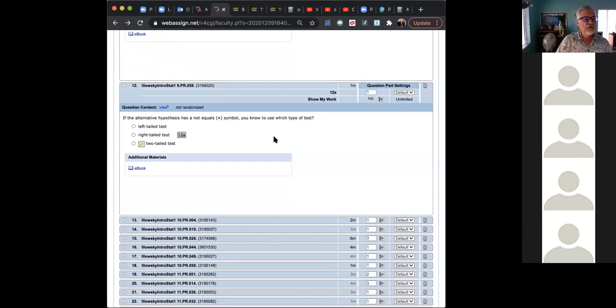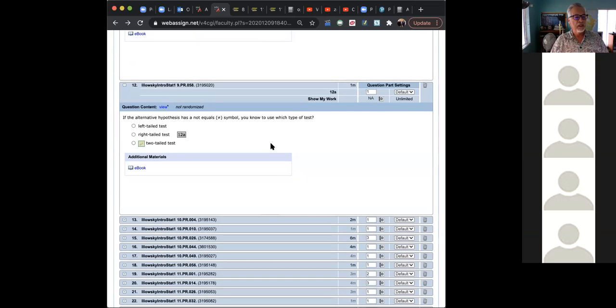Now, if the alternative has a not equals symbol, you know to use which type of test. Okay, well, the not equals symbol means that it's a two-tail test. Okay, your rejection region will be a left tail and a right tail. Okay, so it's a two-tail test.